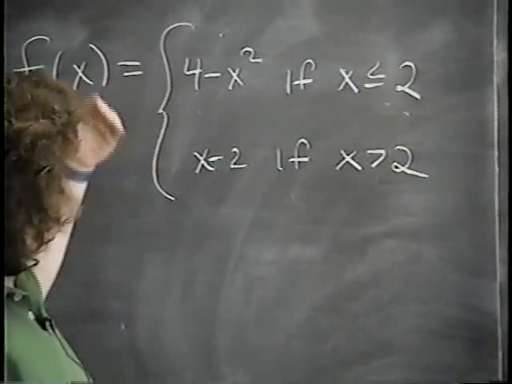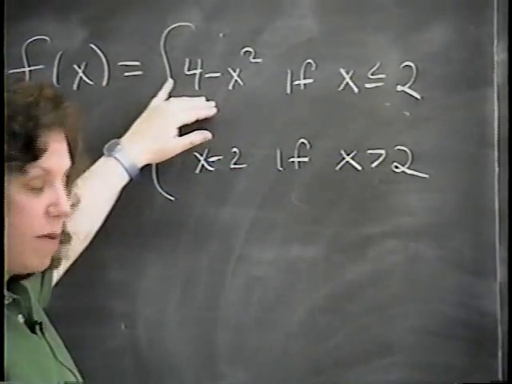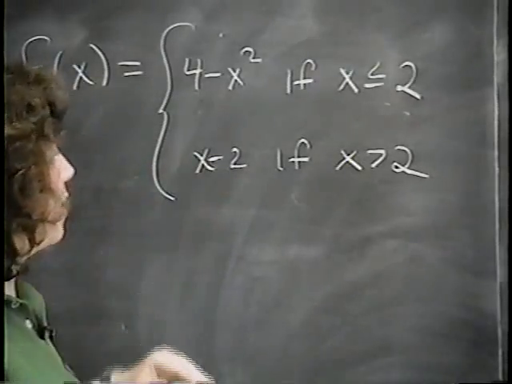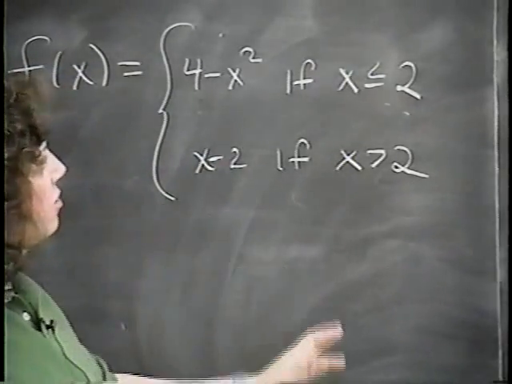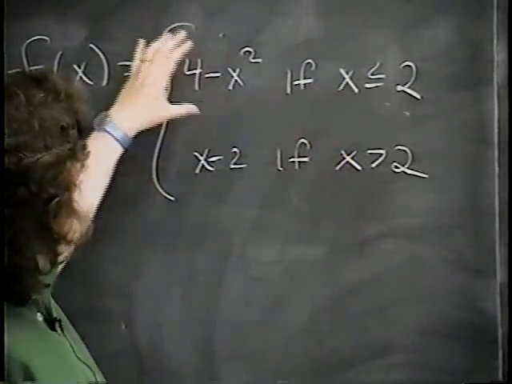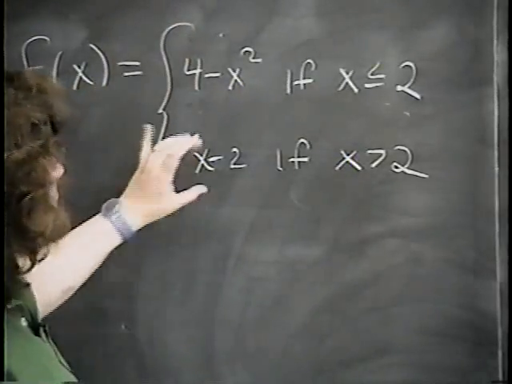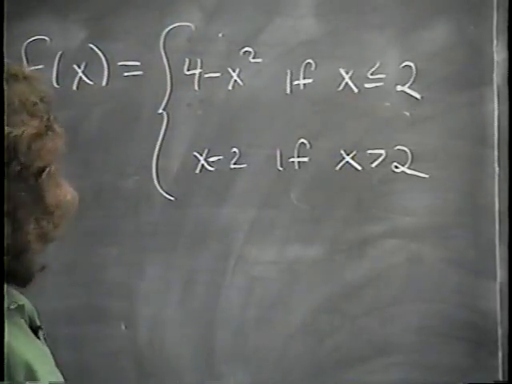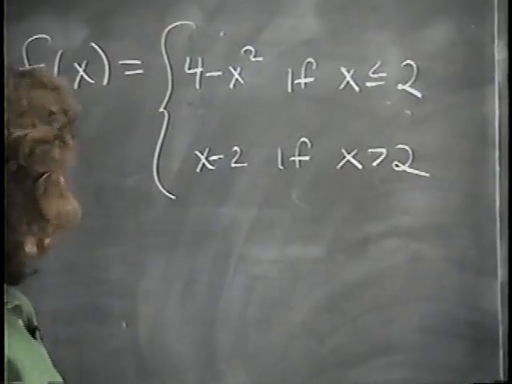As I said, before calculators, we would sketch y equals 4 minus x squared separately, y equals x minus 2 separately, come with our scissors, cut it at x equals 2, and paste down the left part of this curve and the right part of this curve. The calculator, however, can do this all for us if you enter it properly.